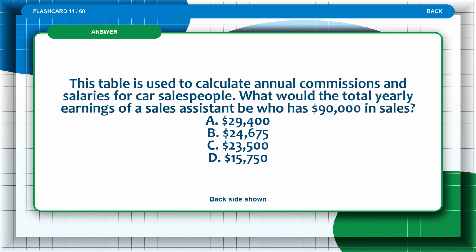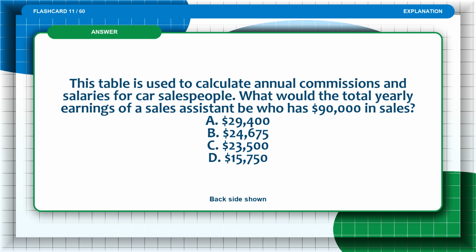The answer is: this table is used to calculate annual commissions and salaries for car salespeople. What would the total yearly earnings of a sales assistant be who has $90,000 in sales? A, $29,400; B, $24,675; C, $23,500; D, $15,750.